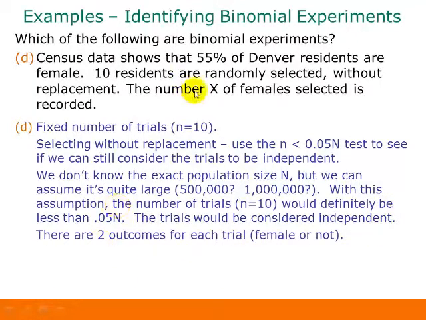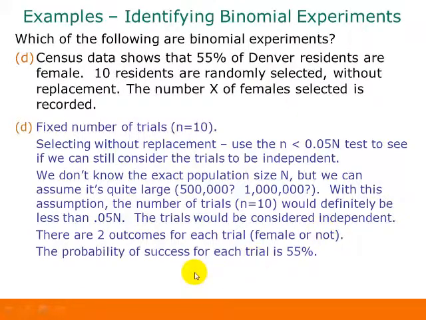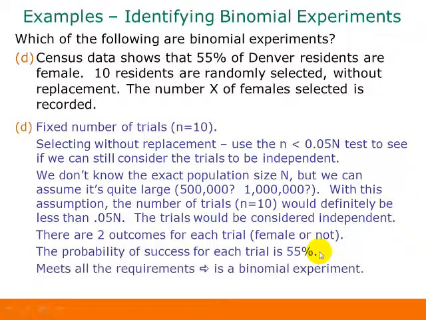And since all we're doing is recording whether the residents selected are female or not, that means we have 2 outcomes for each trial, either female or not female. So it meets that requirement. And finally, the probability of success, if we assume a success is selecting a female, then the probability of success for each trial is 55%. So it's going to be the same for each trial, so we're meeting that requirement. So we met all the requirements, which means we do have a binomial experiment.